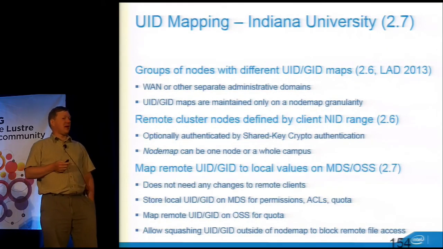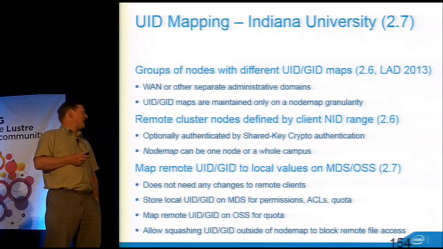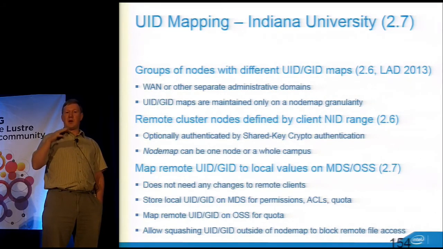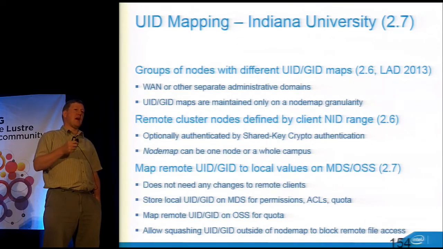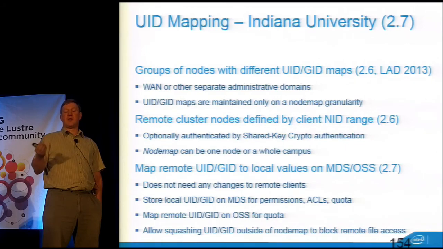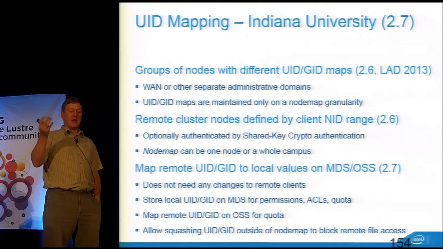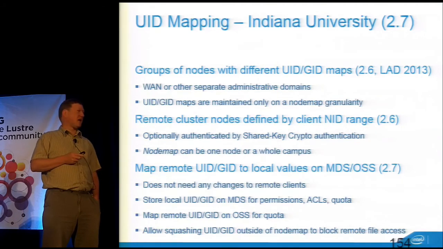So UID mapping is a project from Indiana University, and essentially it implements a bunch of quite useful infrastructure. The first one is node maps, which give us a way to group by name some number of clients by their NIDs, and then for each node map, you can instantiate mappings for both user IDs and group IDs. Like I mentioned earlier, this is useful for allowing remote systems with different user databases to connect to a shared file system, which is very useful if you don't control all of the clients that are connecting to your file system.